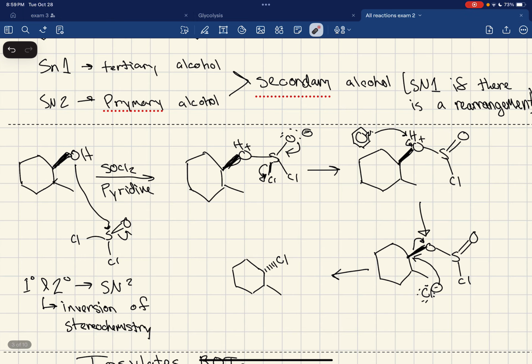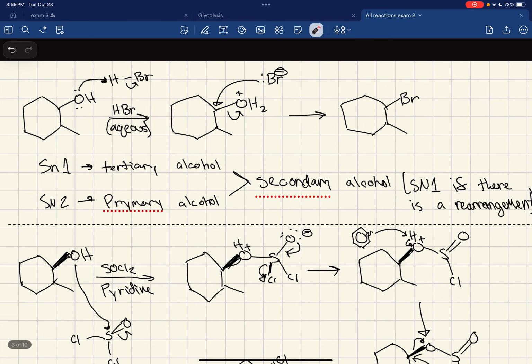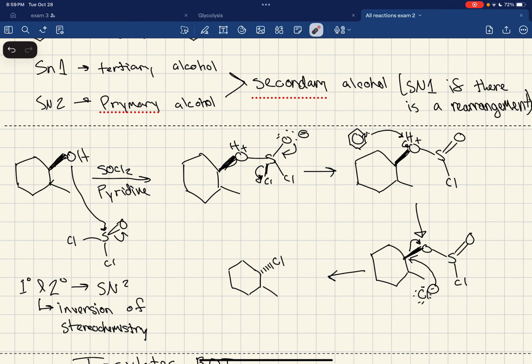All right, SOCl2 and pyridine. SOCl2, one more thing you can remember, S, so it's substitution every time. And this is going to happen the same way. The alcohol is going to attack the S, the sulfur, knock it up onto the oxygen. It happens very similar to POCl3. It just goes through substitution instead of elimination.